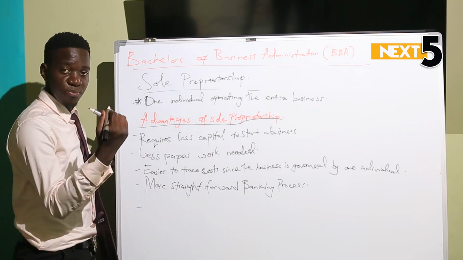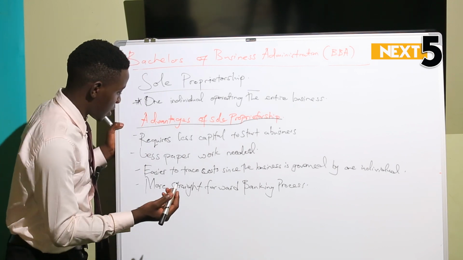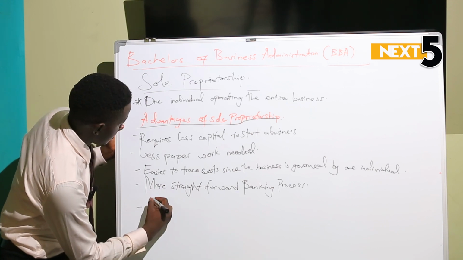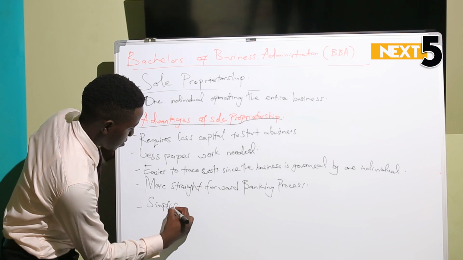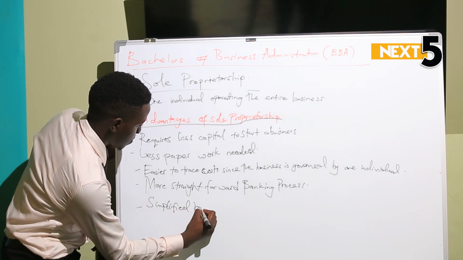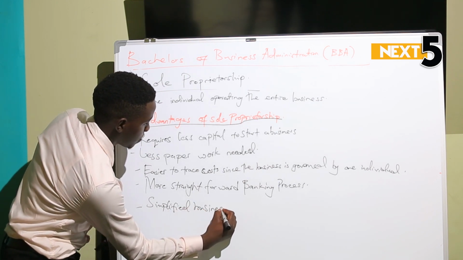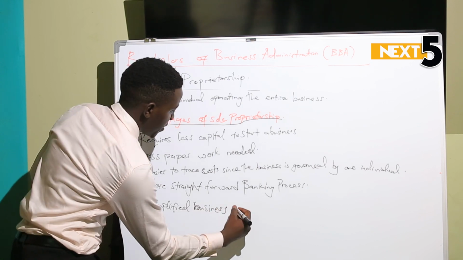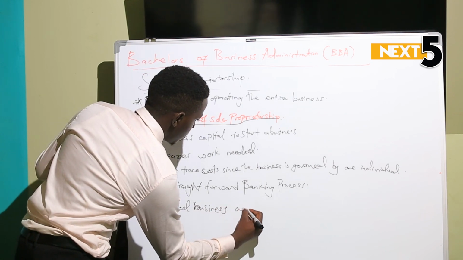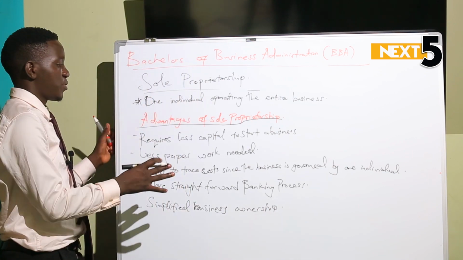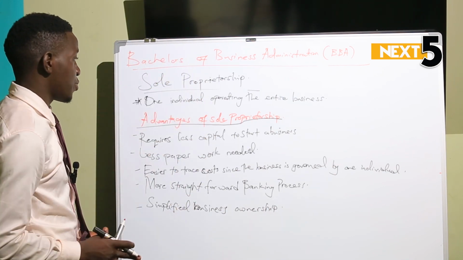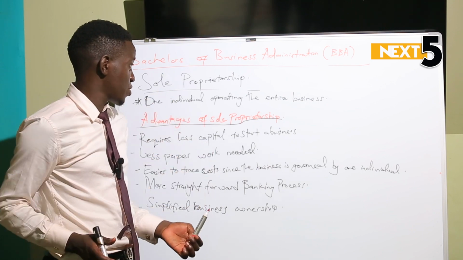There is a very simplified business ownership sort of operation. Very simplified. So it is a very simplified business ownership. You find that you're not going to engage into bureaucracy to own your business, but you're simply you.